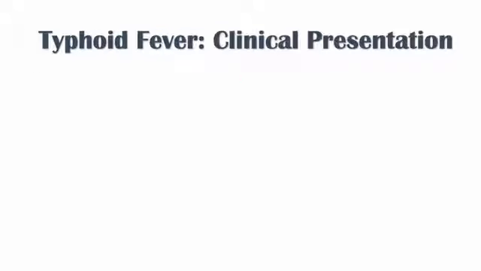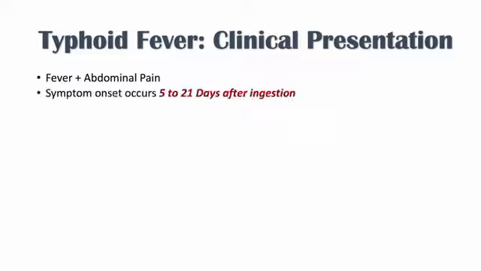So the clinical presentation of typhoid fever can be summed up by a fever and abdominal pain. But more specifically, with this infection, there's a symptom onset that occurs at roughly 5 to 21 days after ingestion of the bacteria. When the symptoms occur depends on the age of the patient, the health of the patient, the gastric acidity of the patient's stomach, and the number of organisms that are ingested.